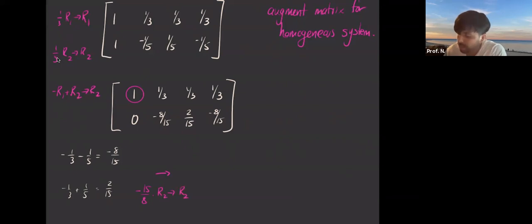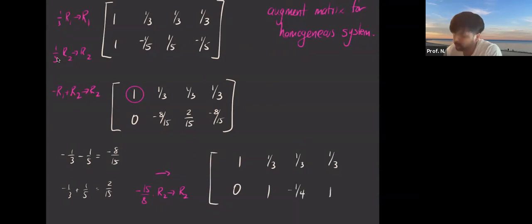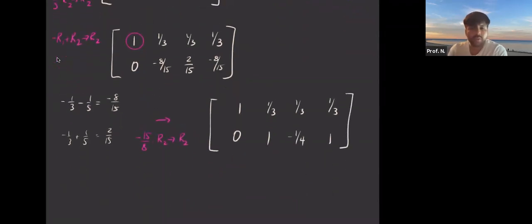And so what happens when I do that? I get 1, 1/3, 1/3, 1/3. This becomes 0. This becomes a 1. And this becomes what? Negative a fourth. And this becomes 1. I almost have it in row reduced echelon form. What else do I need to do? I got a 1 here. I got a 1 here. So row reduced echelon form means I need to have zeros below the 1 and zeros above the 1.